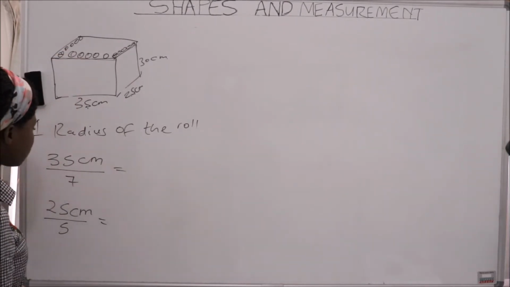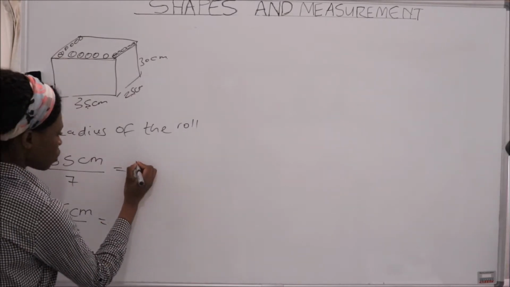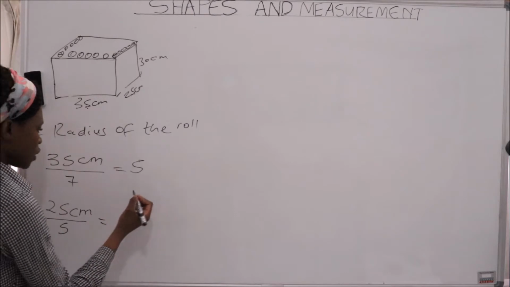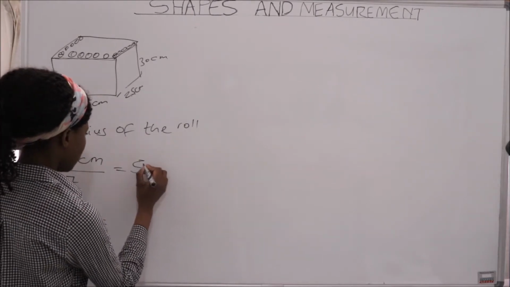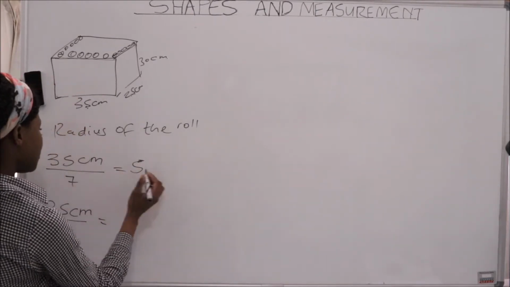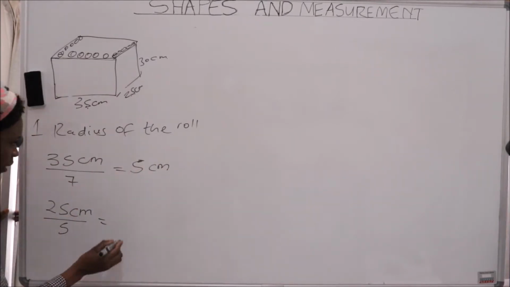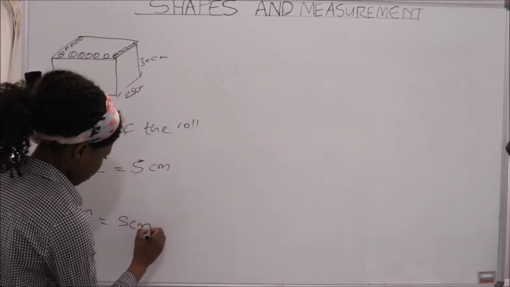You remember 35 divided by 7 is equal to 5 centimeters, yes, because it's in centimeters. And then 25 divided by 5 will also give us 5 centimeters.